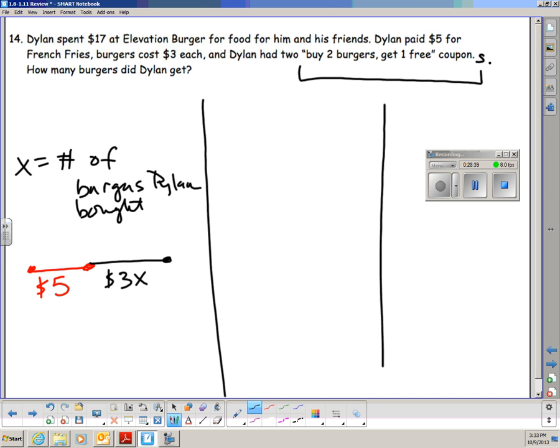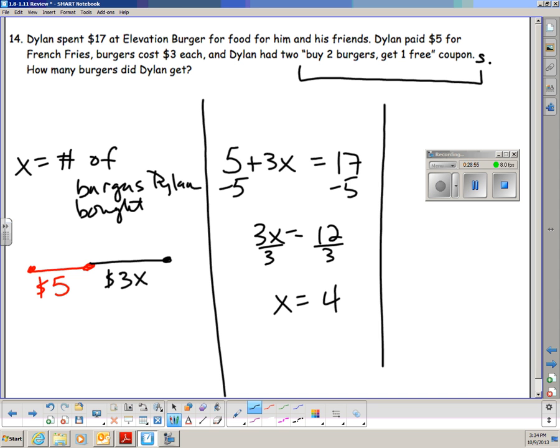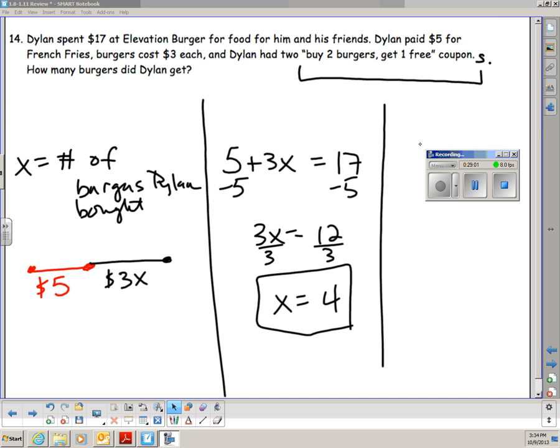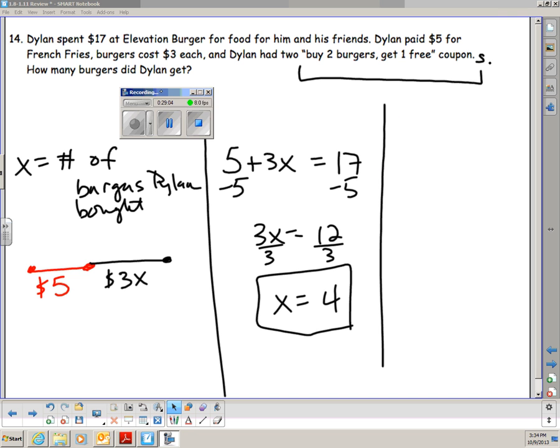Now, he spent $17 total, so he's got his 5 for fries, his 3X for the burgers, equals 17. And here we go. Subtract 5. I got 3X is 12. 12 divided by 3 is 4. Now, this would be true. X, the number of burgers he bought, would be 4 if he didn't have his coupon. So let's see what his coupon's all about.